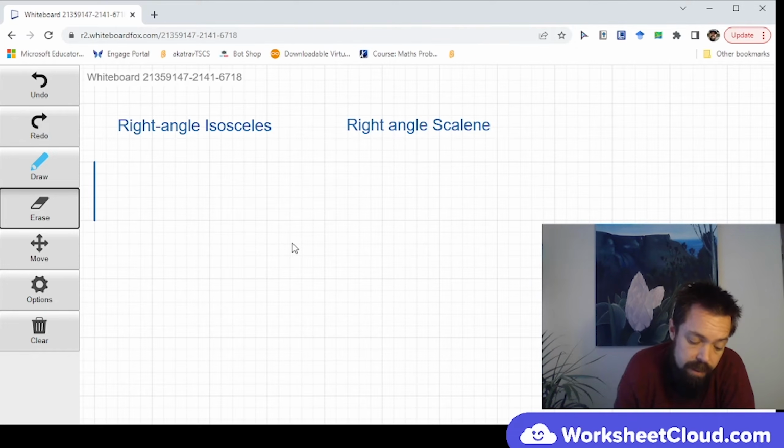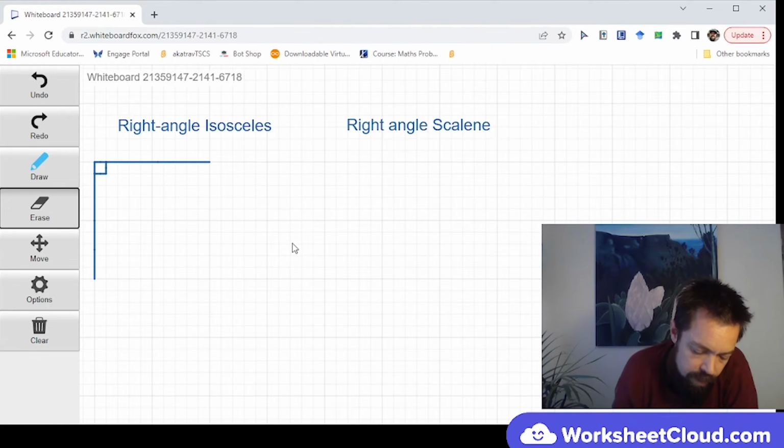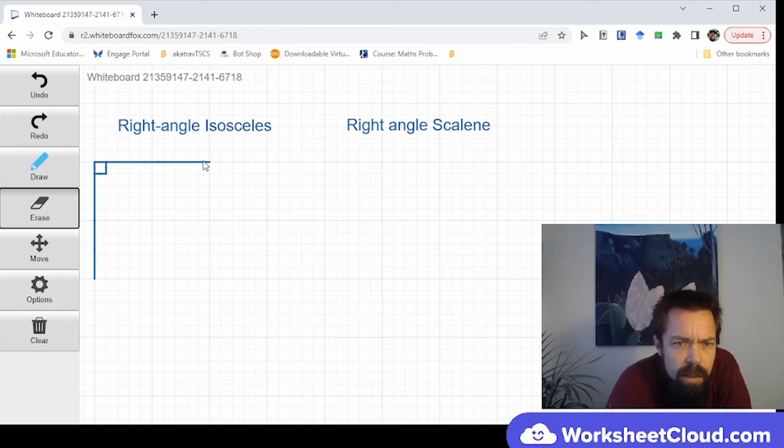I am going to draw a right-angled isosceles, but let's go like that. All right, so those two sides are the same length. This corner is 90 degrees. I can tell that they're the same length. I hope you can see the little squares in the background that are showing me that this is 10 little squares long and this is 10 long, or two of the big ones.